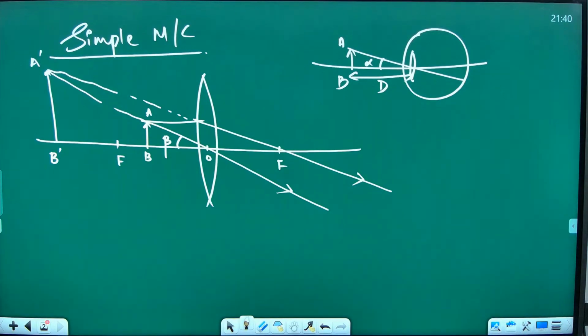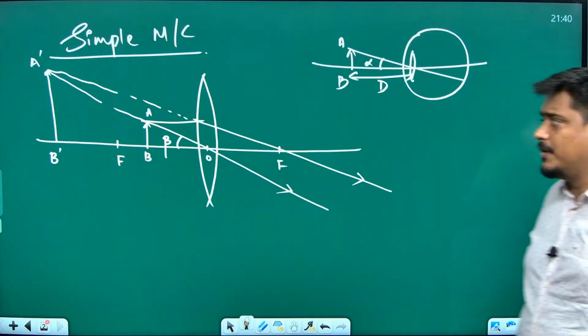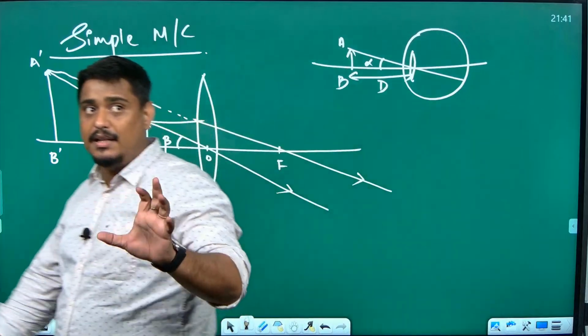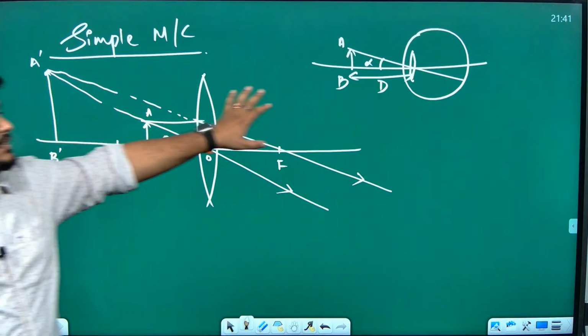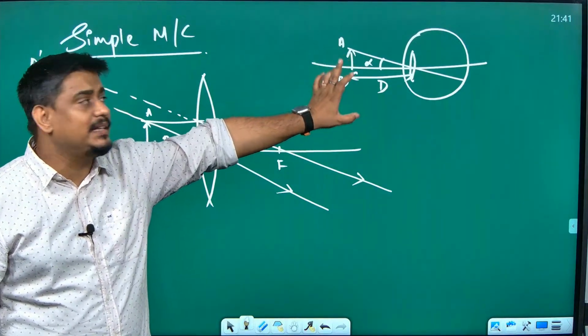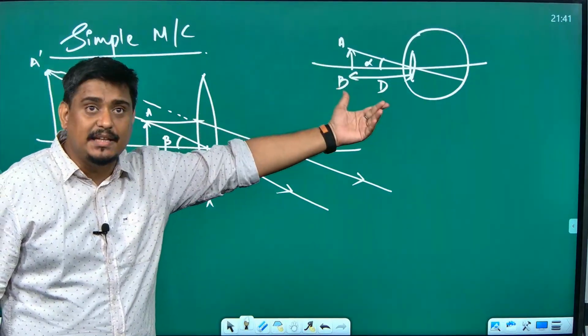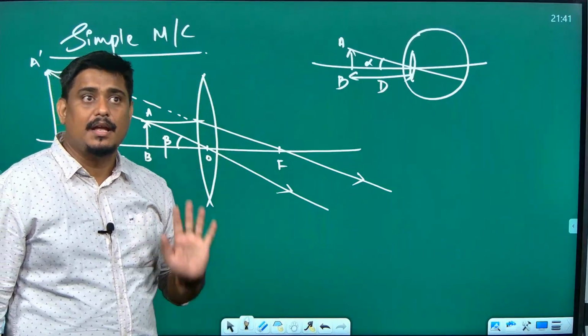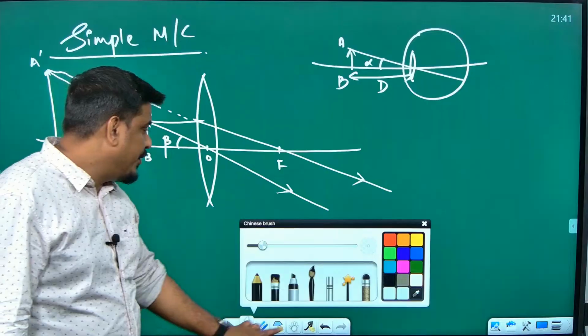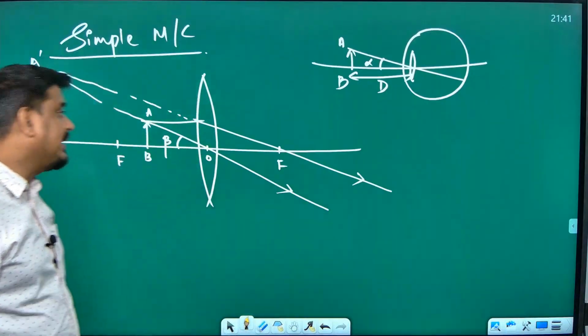I hope you are understanding something. What is alpha and what is beta is clear to you? Is it clear to you? Beta is the angle subtended by the final image and alpha is the angle subtended by the object kept at D. I said, for microscopes we will keep the object at D. Now, we are going to find tan alpha and tan beta.